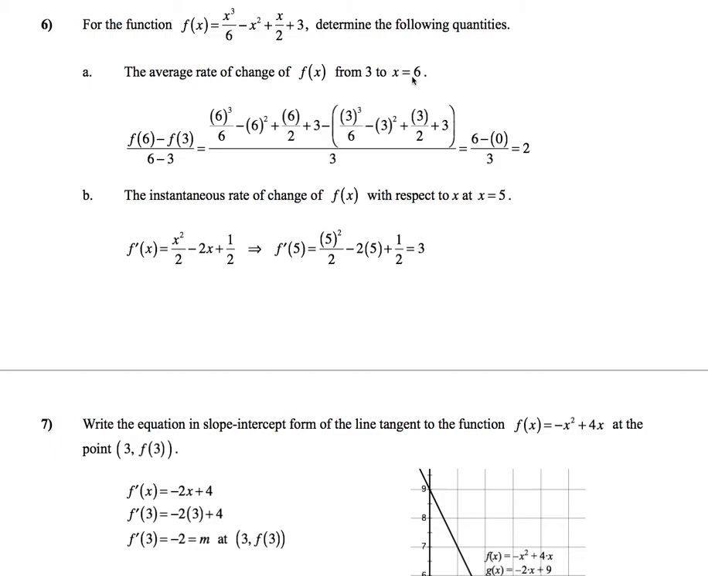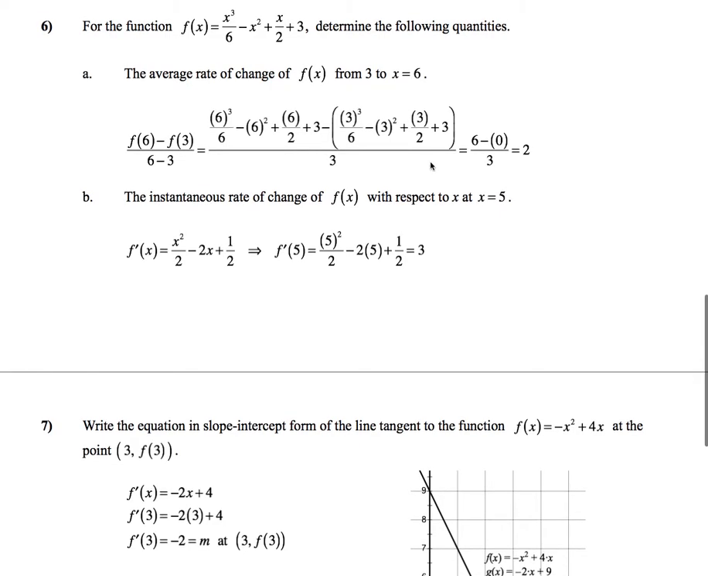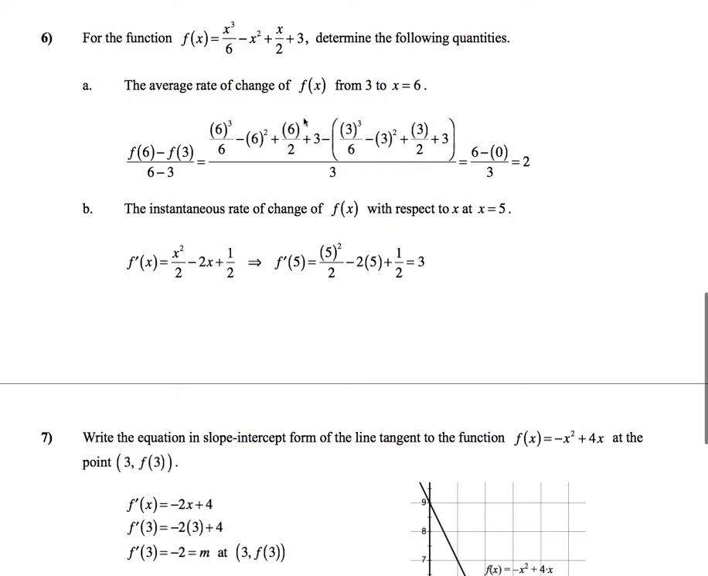And so to find the average rate of change, we want to evaluate the function at the right endpoint of the interval, which of course is 6, because 6 is larger than 3. And then we subtract the value of the function at the left endpoint of the interval, which in this case is 3, because 3 is smaller than 6. It's at the left end, and 6 is at the right end.